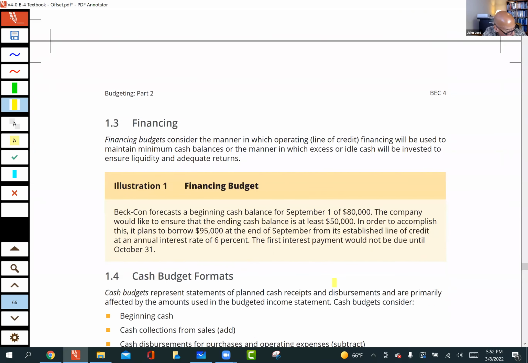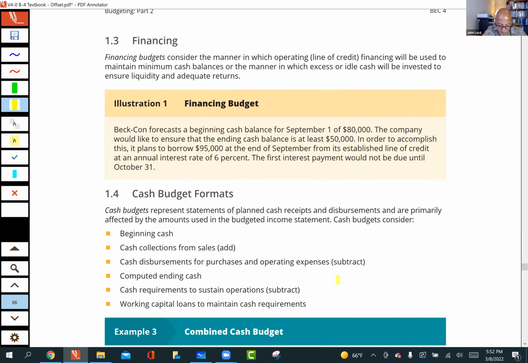Okay, good. Then we come over and we talk about financing, okay? And when we deal with the financing, we're going to see that we consider the manner and what we have to do. We have to borrow money if we have a line of credit, etc. Okay, so you take a look and let's look at this example. BECCON forecast beginning cash balance of 80,000. The company would like to ensure an ending cash balance of 50,000. In order to accomplish this, it plans to borrow 95,000 at the end of September. And then the first interest payment would not be made until October 31st at a 6% interest rate.